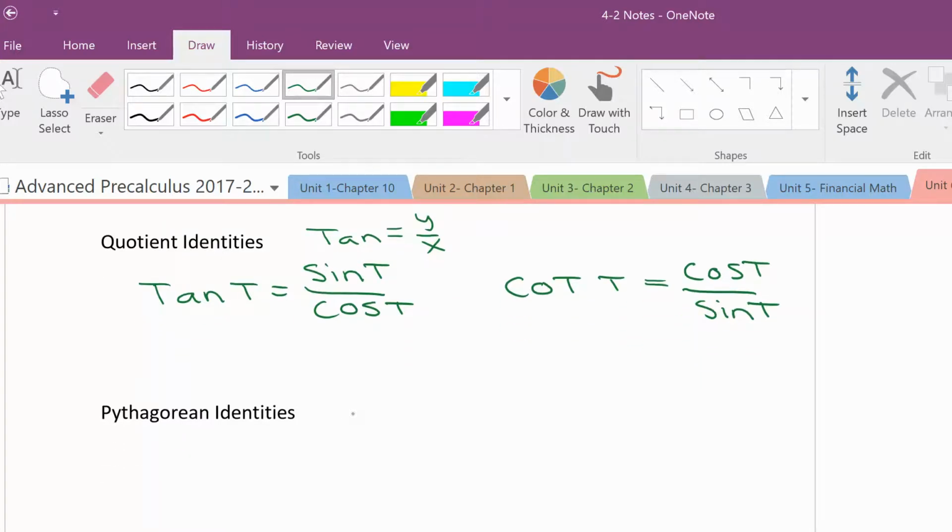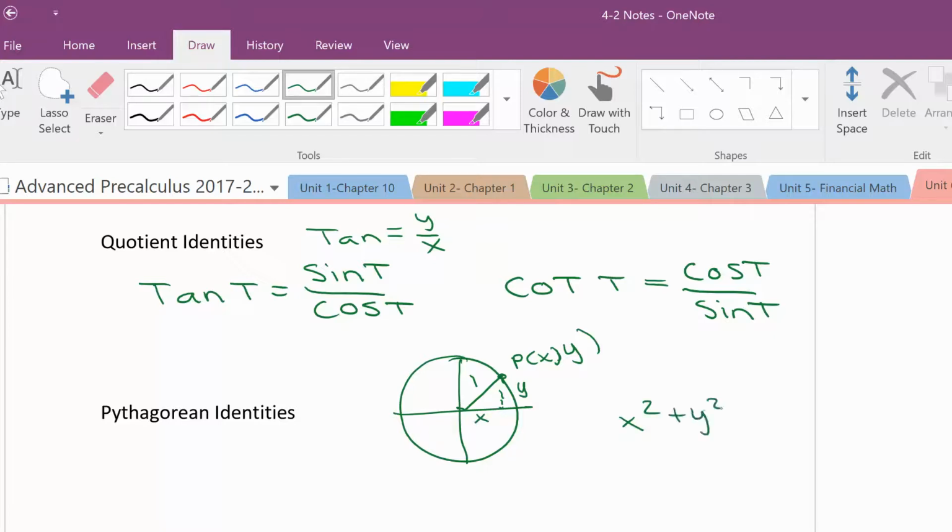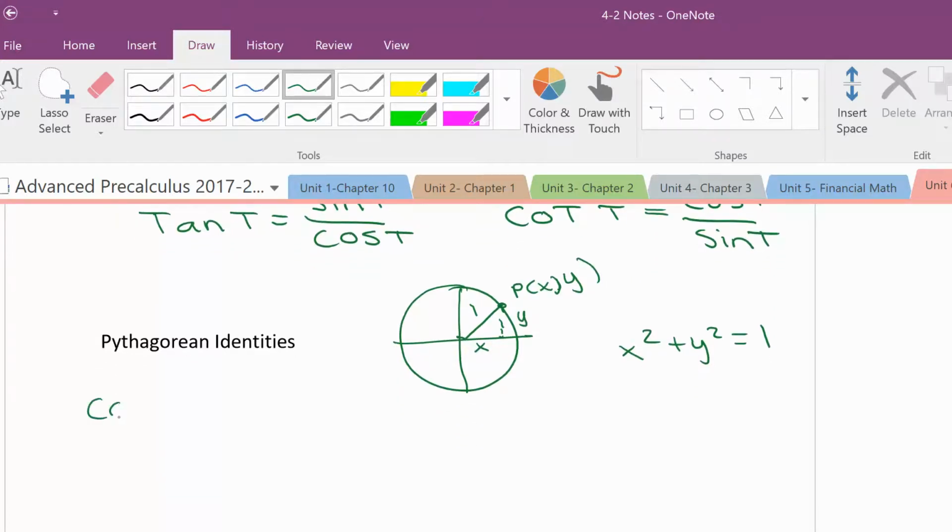Pythagorean identities. If you look at the unit circle, if this is 1, and the point is x, y, here it's y, and here it's x. So x squared plus y squared is equal to 1, by the Pythagorean theorem. Since x is cosine and y is sine, we can say cosine squared plus sine squared is equal to 1. That's the main Pythagorean identity.